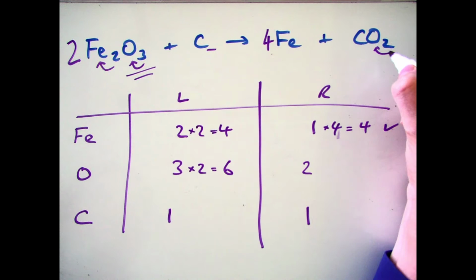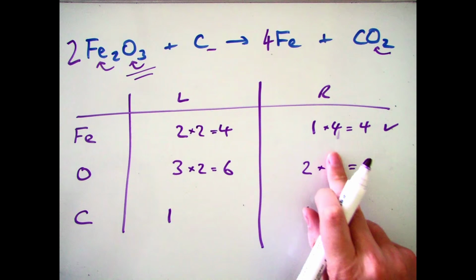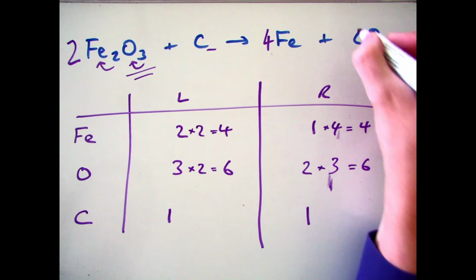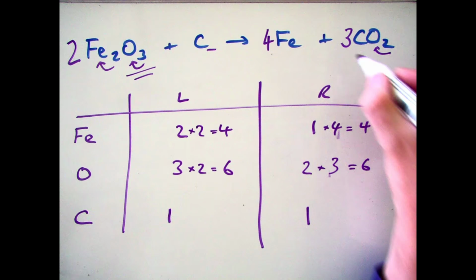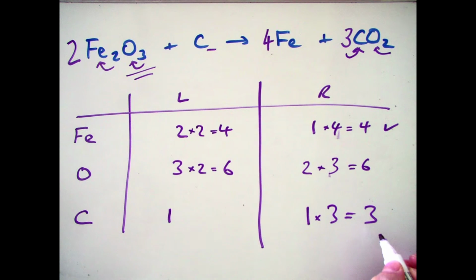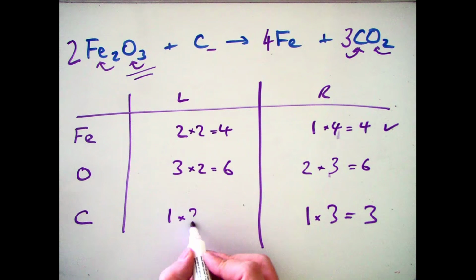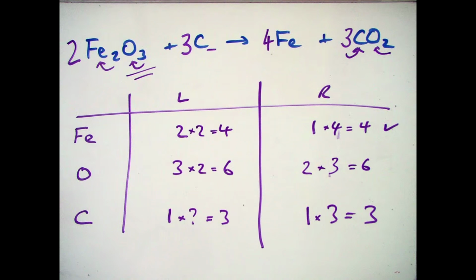Oxygens, I need 6, and I've got 2. So 2 times what gives me 6? The answer to that is 3, so put a big 3 in there. And then finally I need to recount my carbons because I've multiplied that by 3, so I've got 3 of those. Therefore on the left hand side I've only got 1. What do I times 1 by to get 3? And the answer is 3, which is now balanced.